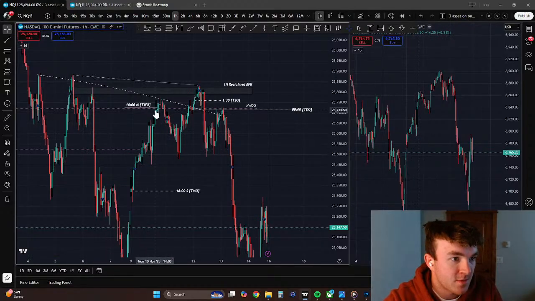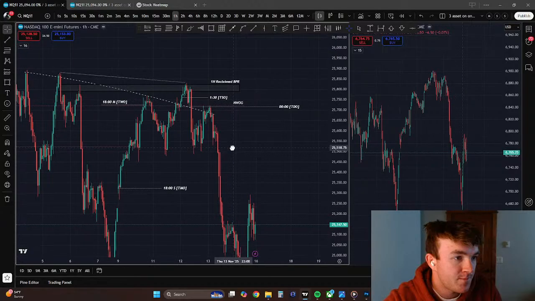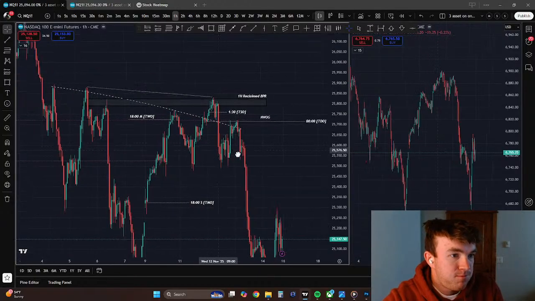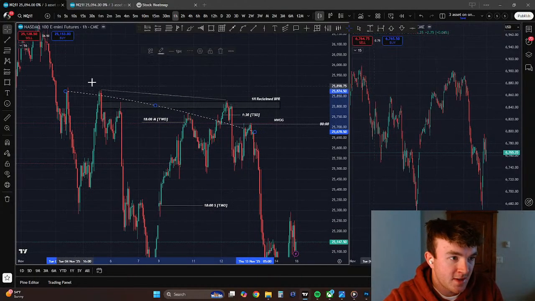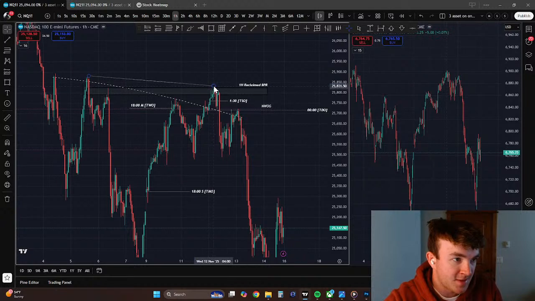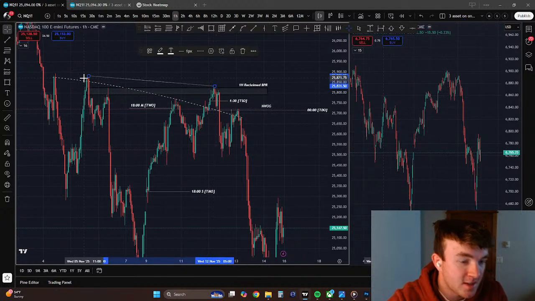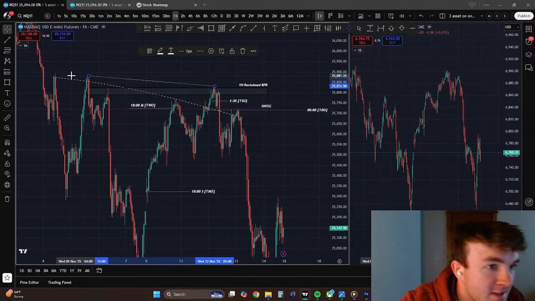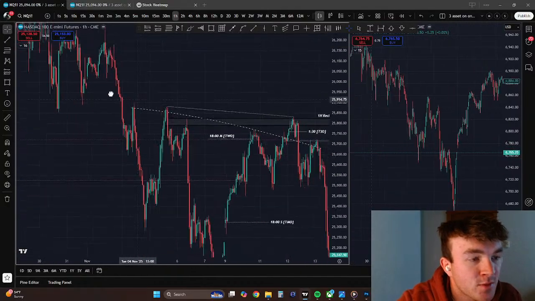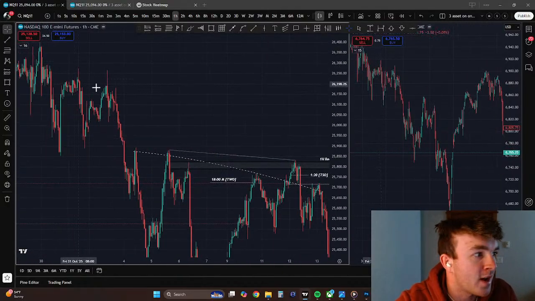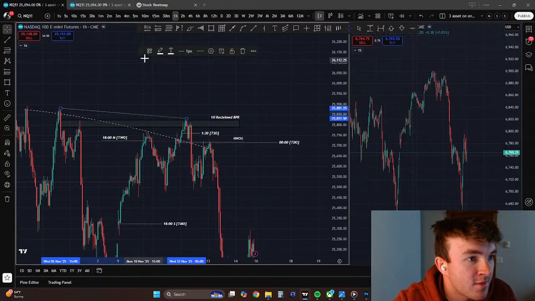Alright, we push up into the new week opening gap. 1 hour reclaimed BPR. High resistant liquidity. And then an SMT. I think it's a partial previous week's high SMT, meaning it's not with the actual high of the week, but it's still previous week's high.